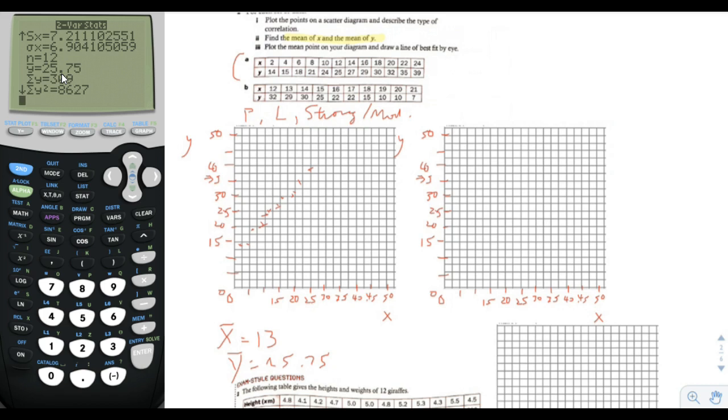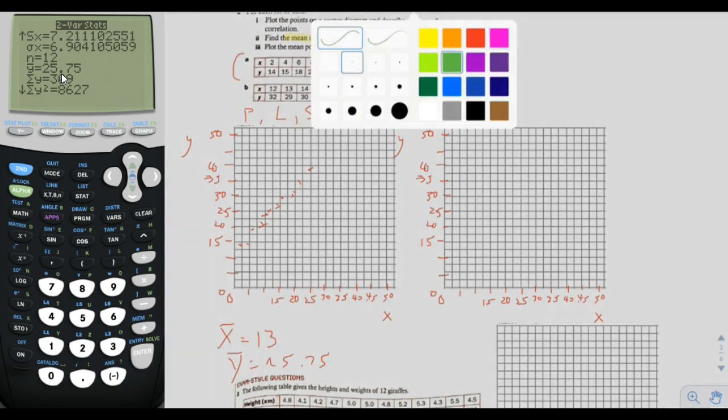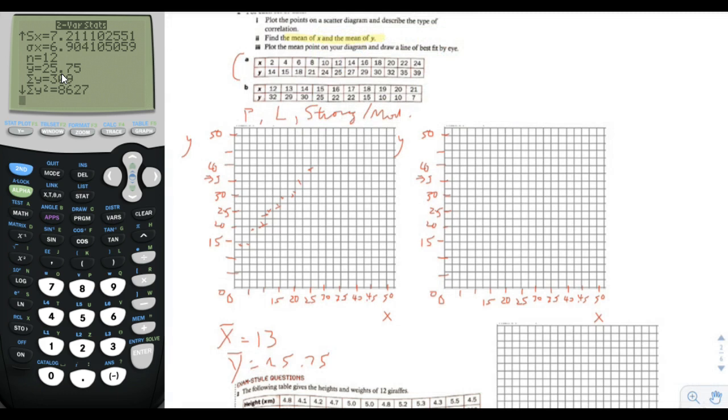Oh no, it's 13 comma. I thought that was weird. 13 comma. That color is too close to red. Okay, so 13 comma 25.75 would be about there. So there's our mean point, X bar and Y bar. So the answer to 2 is these points right here, and then we plotted the point.